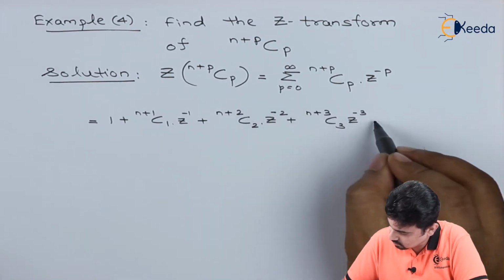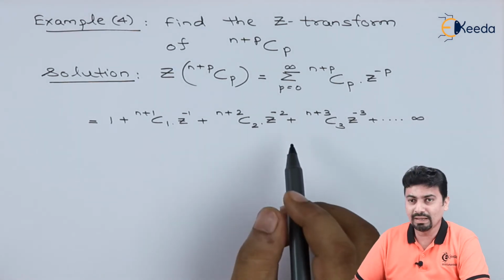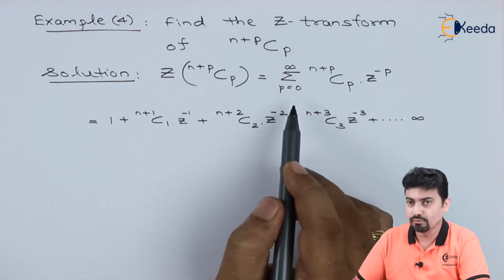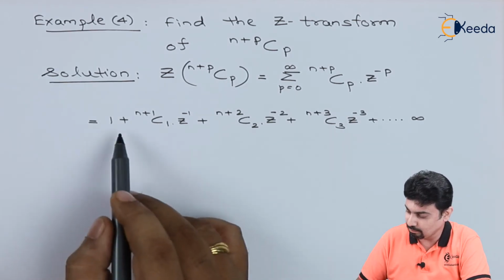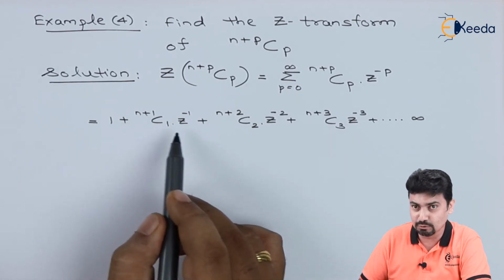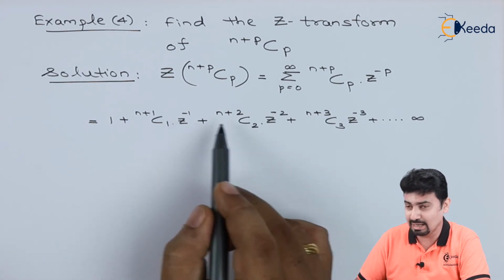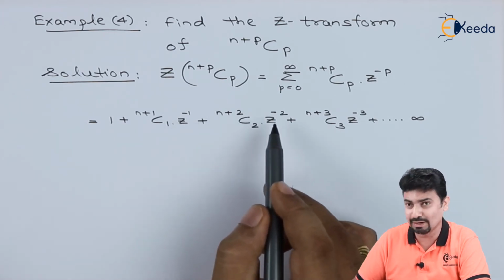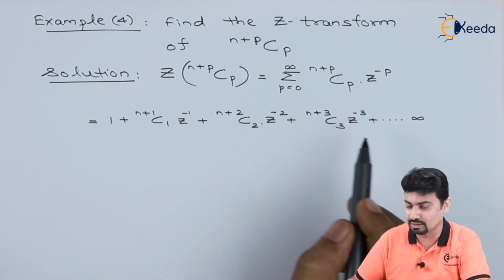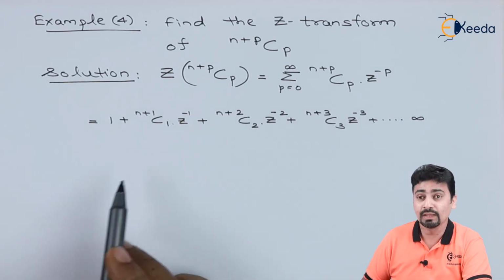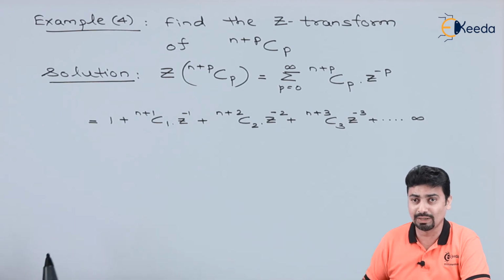When we apply the values for p from 0 to infinity, we will be getting this series, which is 1 plus n plus 1 c1 into z raised to minus 1 plus n plus 2 c2 into z raised to minus 2 plus n plus 3 c3 z raised to minus 3 and so on till infinity. Let us simplify this further and see what we get as the answer.